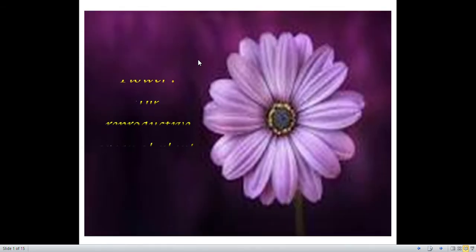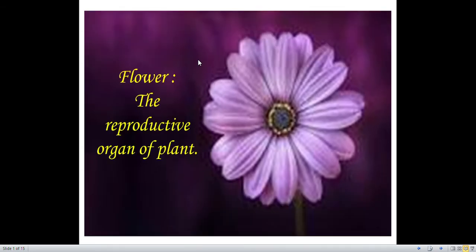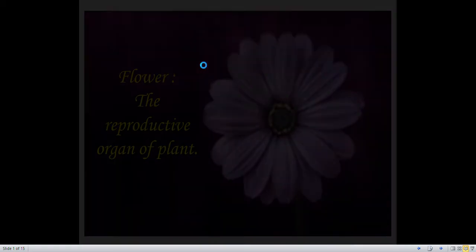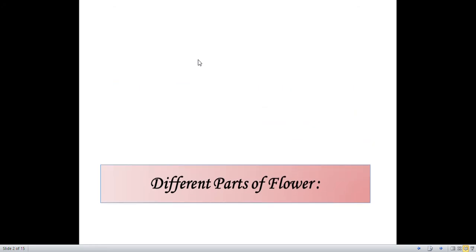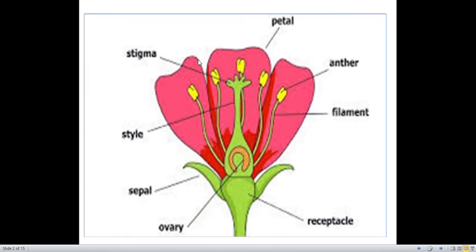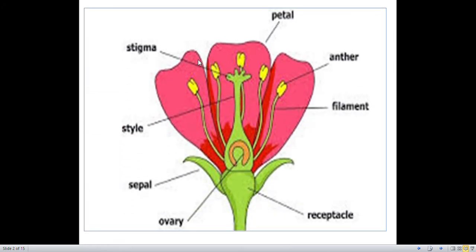Flower. Flower is the reproductive organ of plant. Today we will learn about different parts of flower. So take a look at the picture. The first part is the petal, that is the outermost colorful part of the flower.